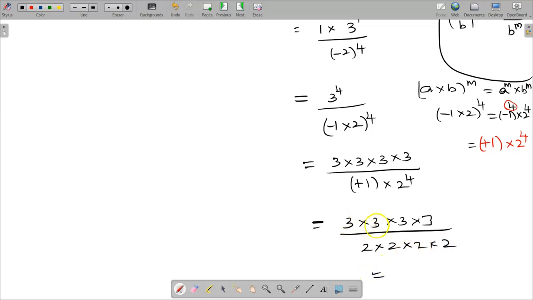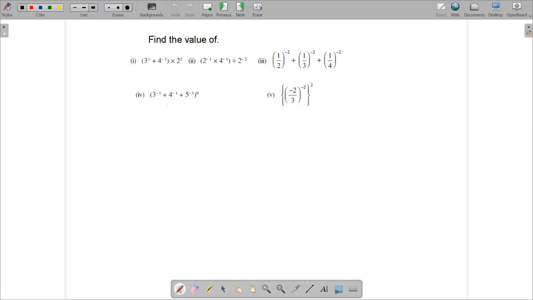So what is 3 into 3? 3 3s are 9, 9 3s are 27, 27 into 3: 7 3s are 21, 2 carry, 3 2s are 6, 6 plus 2 is 8. So the numerator is 81. 2 2s are 4, 4 2s are 8, 8 2s are 16, so the denominator is 16. So 81 by 16 is the final answer for the fourth subdivision.